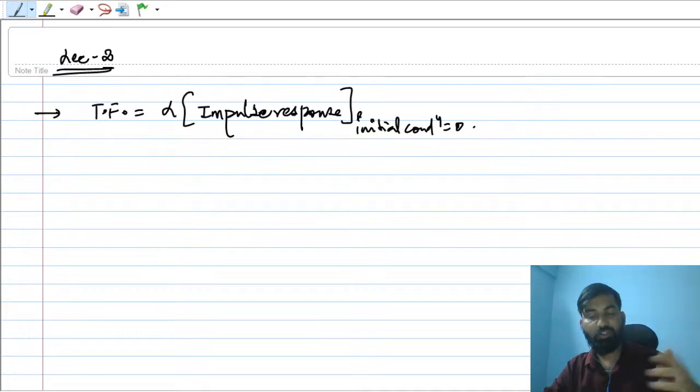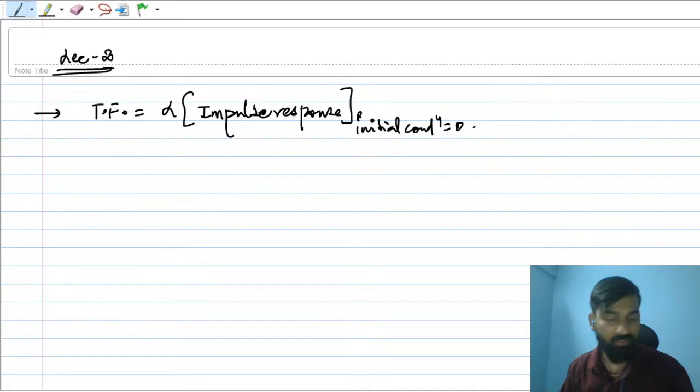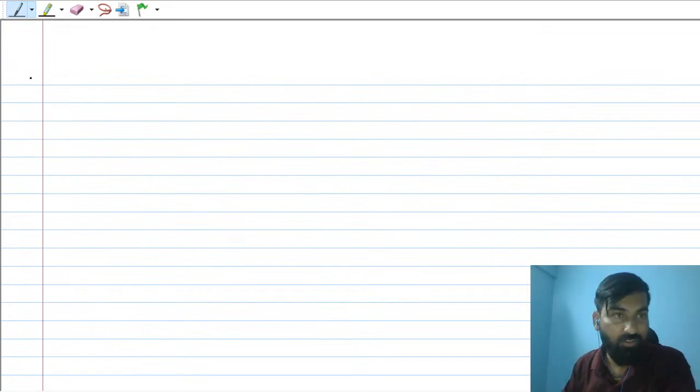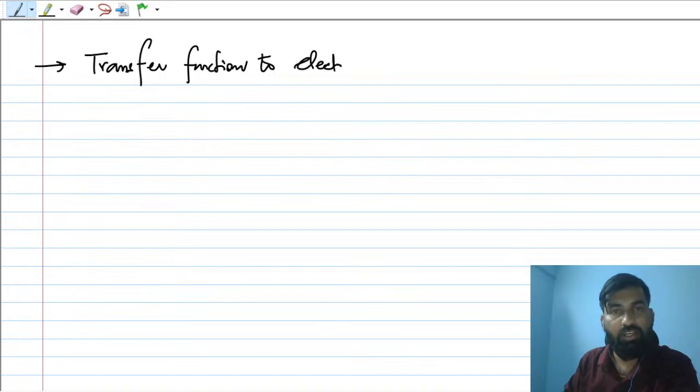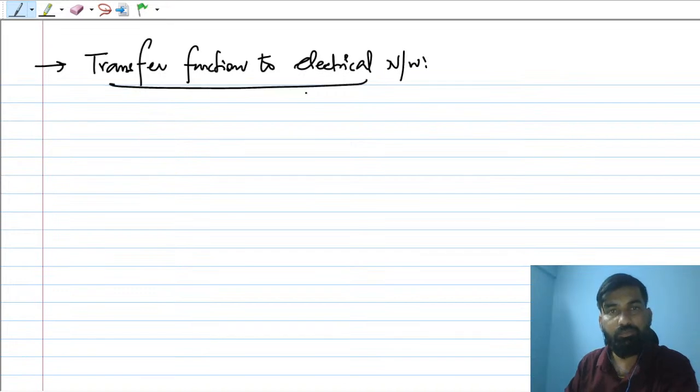So today we are going to see the transfer function of an electrical circuit. Any electrical network will be given. So what will be the form of the transfer function? The transfer function of any electrical circuit or any electrical network, we basically call that form the time constant form. So the transfer function will be of the time constant form.